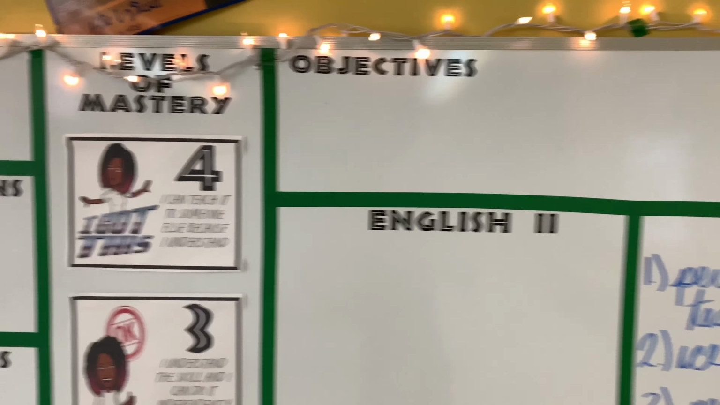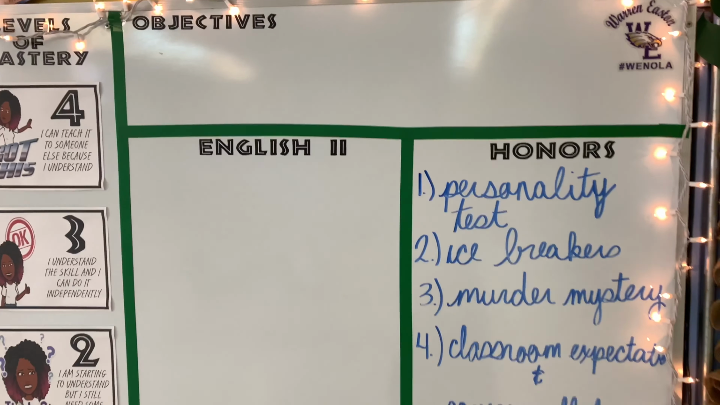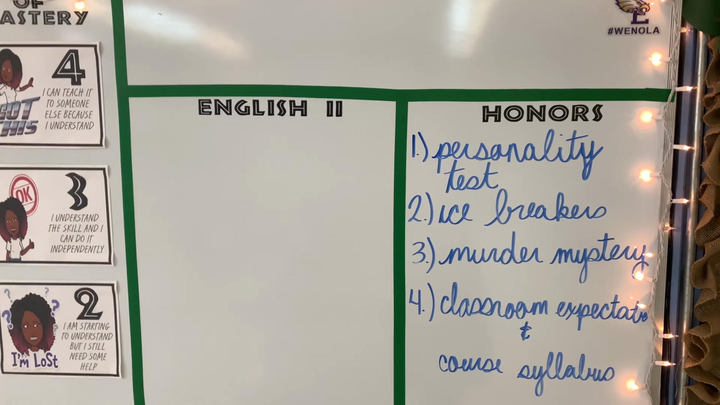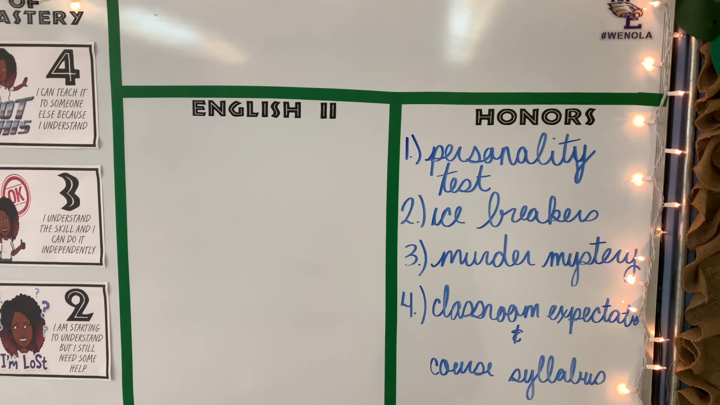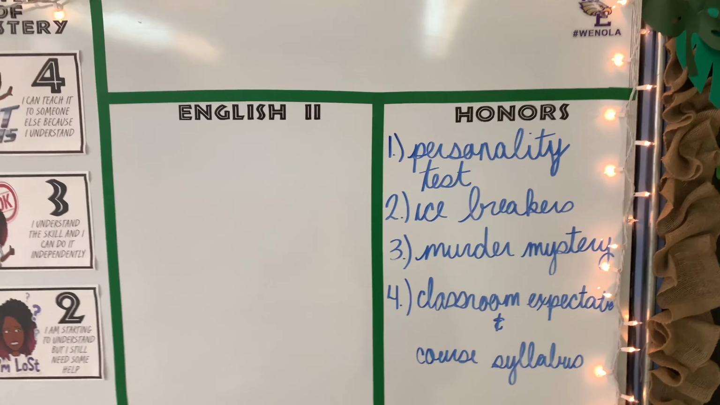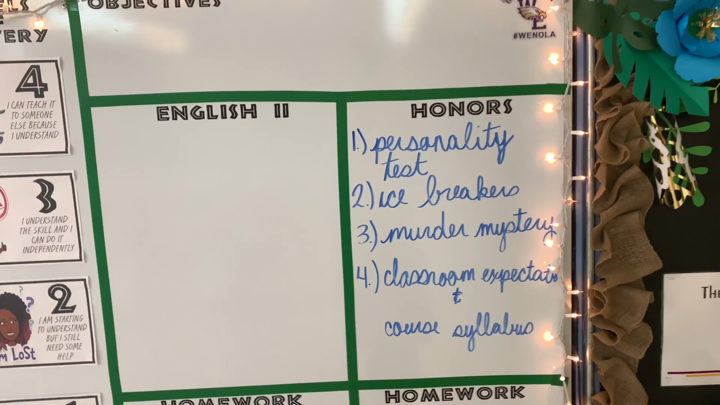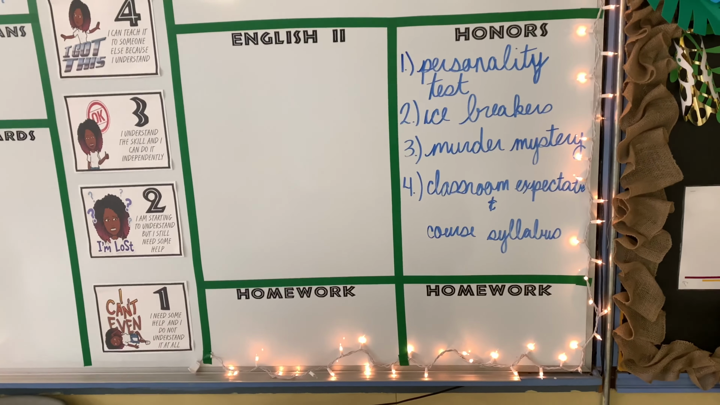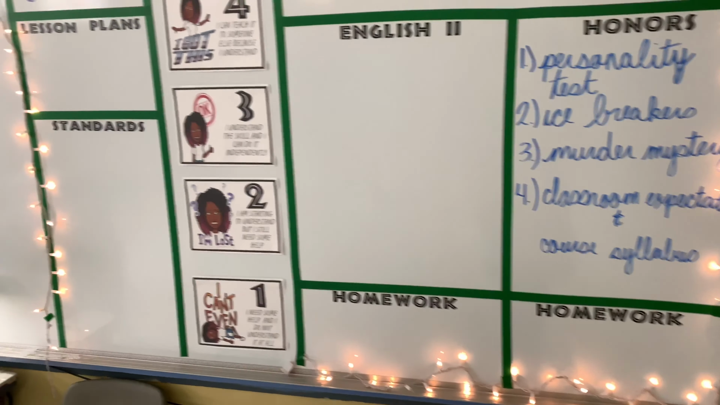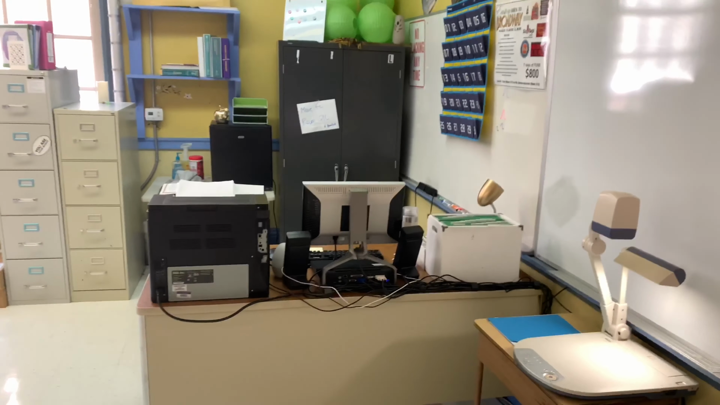And then next to that, I have a spot for my objectives, and then I'm teaching 3 sections of English 2 honors and 3 sections of regular English 2. So I'll write their agenda for the day like I have for honors, because that'll be my first class. And then I have a spot to post their homework as well. And then next to this board is my desk.